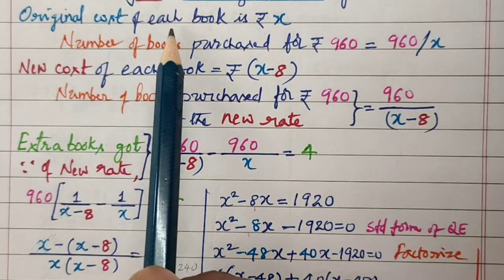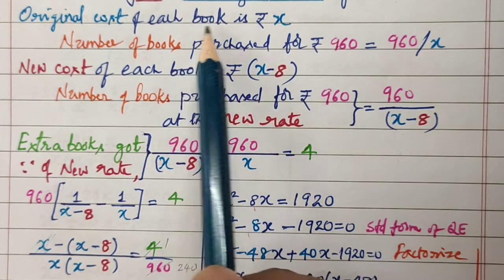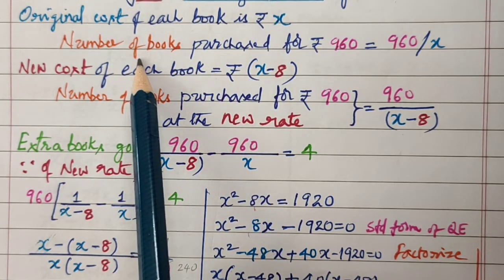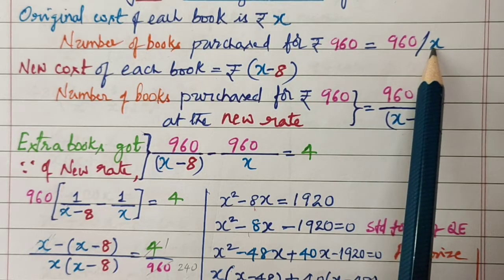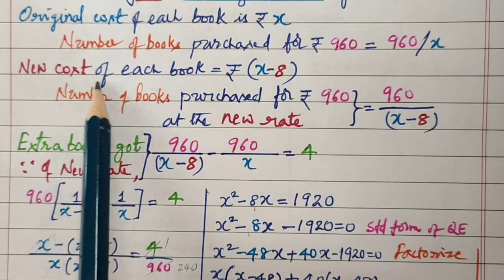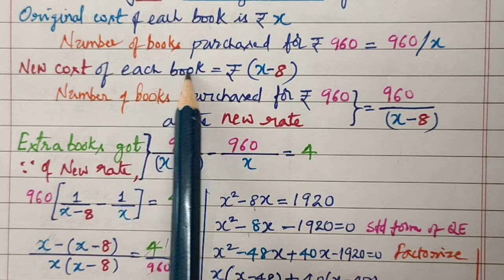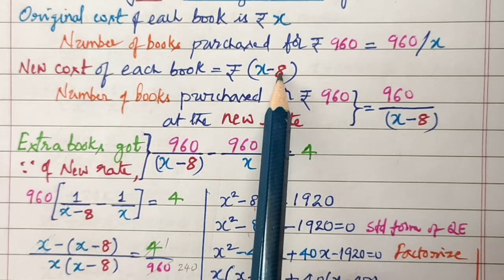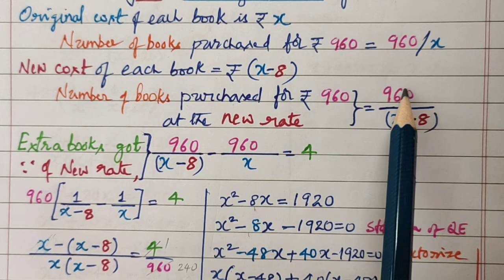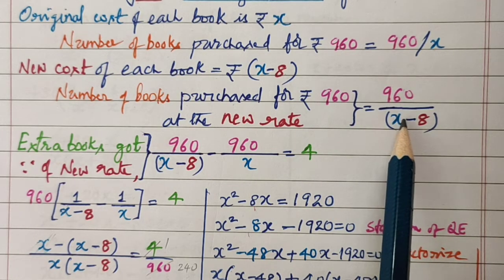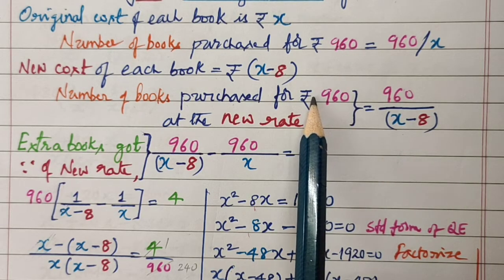The original cost of each book is rupees x. Therefore, the number of books purchased for rupees 960 is 960 divided by the cost of each book, x. New cost: if you have paid 8 rupees less for each book, then the cost of the new book will be x minus 8. With the new cost, the number of books purchased is 960 divided by the new cost of each book. This is the number of books because of the new rate.